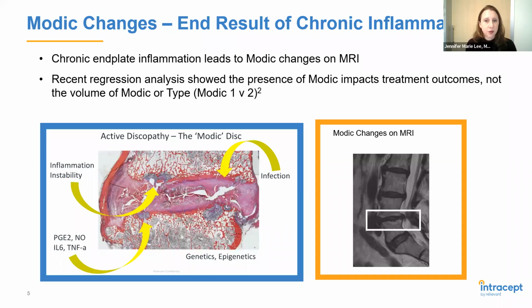Once you move into type 3 Modic changes, you're going to see a hypointensity on both T1 and T2 weighted MRIs. And then you're past the mark with respect to the efficacy of something like Vertiflex or Intracept, because the fatty infiltration has been replaced by sclerotic tissue. Next slide, please.